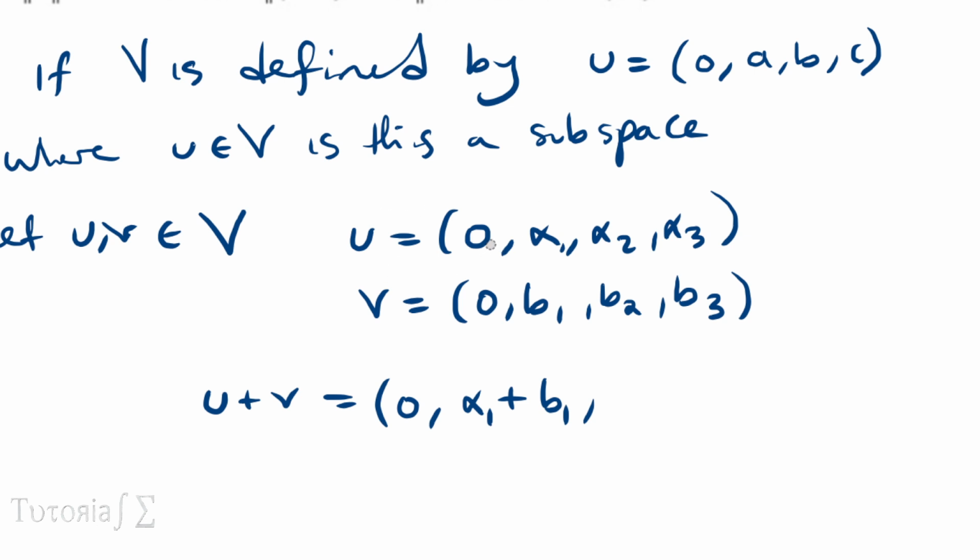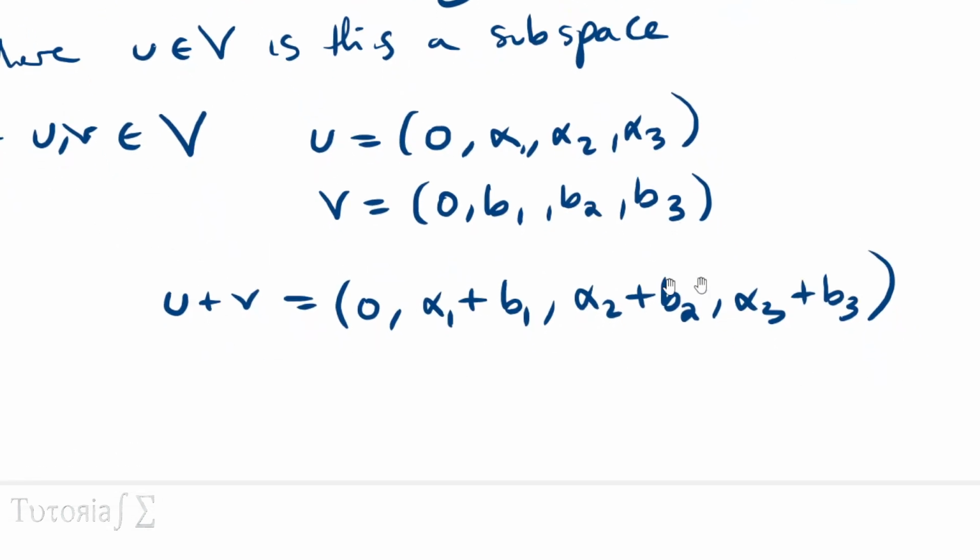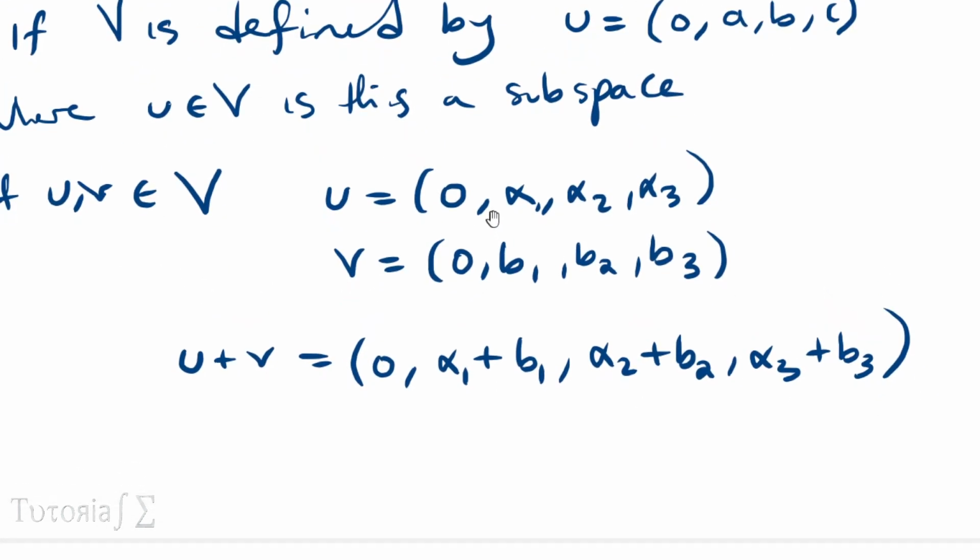Yes, so we are trying to add them. So there are just two conditions. We're going to add them and then we're going to multiply with a scalar. So adding them, we see that here 0 plus 0 will be 0. Here this plus this will be alpha 1 plus beta 1. This will be alpha 2 plus beta 2. Then here alpha 3 plus beta 3. Now the question you should ask yourself is, have they maintained the definition? Okay, have they maintained the definition?